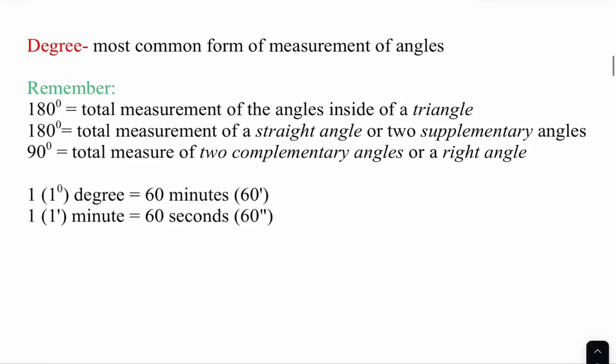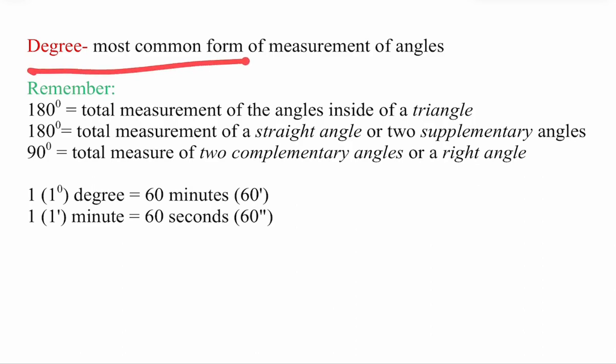So some things to remember about angle measures. Degree is the most common form of measurement of angles. It's the one that you are introduced to when you're first introduced to how to measure an angle. Remember some numbers from back in the day. 180 degrees is the total inside a triangle. We've seen that happen in our right triangle trig from section 7.1.